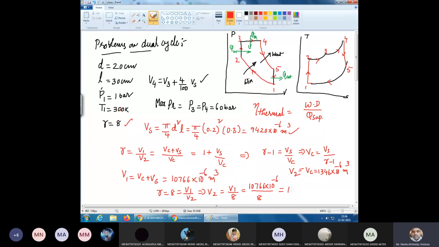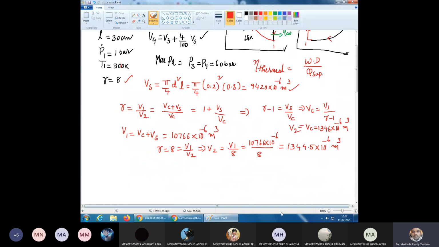8 4s are 32. So 1345.75, about 1346 into 10 power minus 6 meter cube. Is it okay? 10766 by 8. Correct. So you got the V2 value and the V1 value.